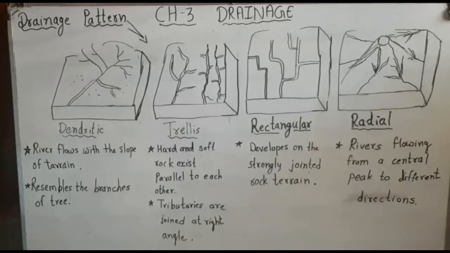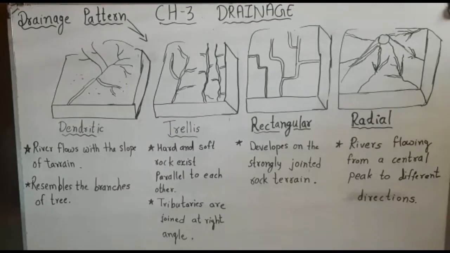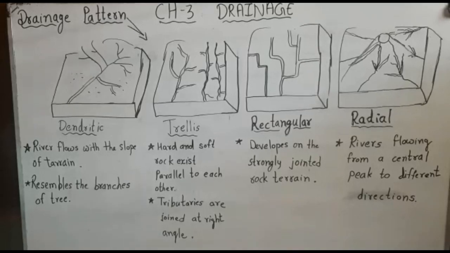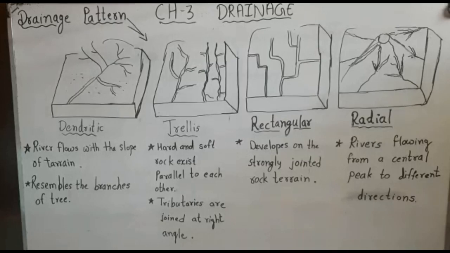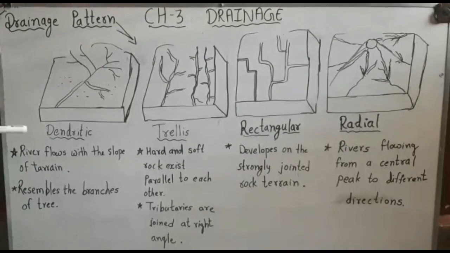What is drainage pattern? The question is arising, what is drainage pattern? Drainage pattern means the pattern a river takes for flowing, that is called drainage pattern. So here we see 4 different types of pattern taken by the rivers. The first pattern is dendritic.